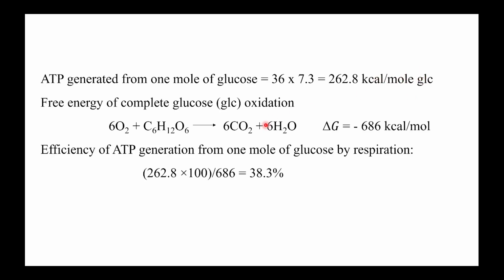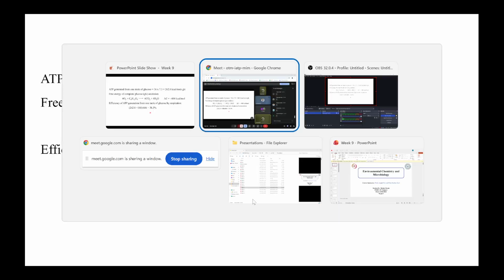So 1 mole of glucose is yielding 36 ATP, and this much energy is required by 36 ATP: 262.8 kilocalorie. So what would be the percentage? 262.8 divided by 686 multiplied by 100. If you solve that, you will get 38.3. So the efficiency of ATP generation from 1 mole of glucose by respiration would be 38.3%.